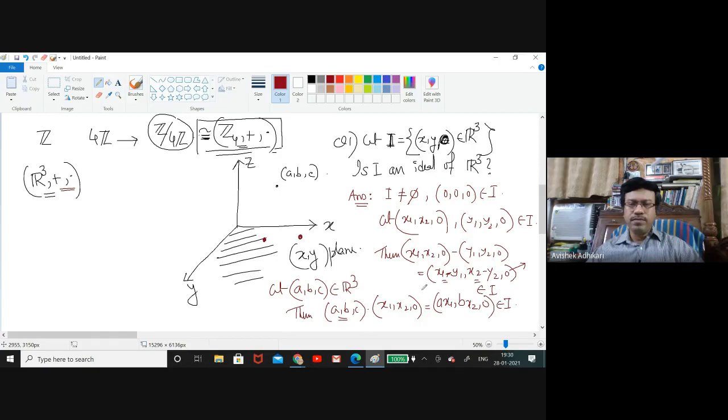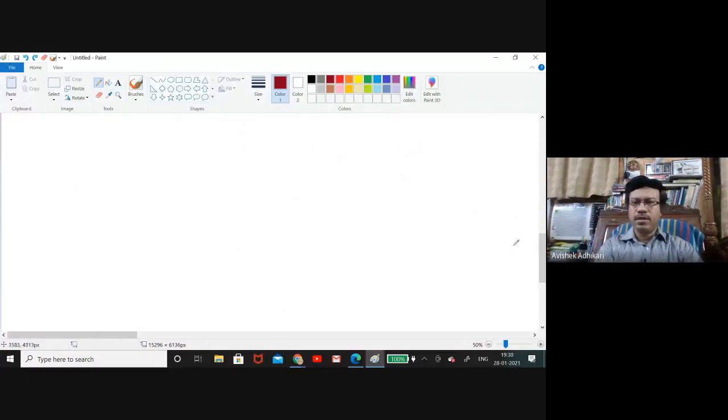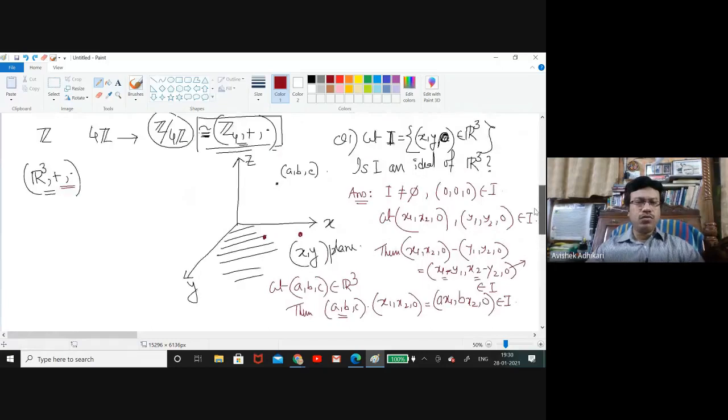Is it clear to all of you whether I is an ideal of R3 or not? Okay, good. Now question number 2: what is R3 quotient I? As I mentioned, I is an ideal, so you can very much form R3 quotient I. My question is, what is R3 quotient I, and what would be the geometrical representation of this?